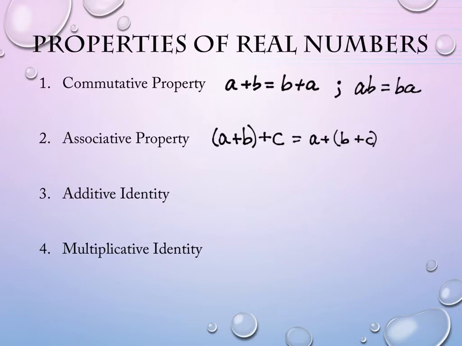And it's true, again, for addition and for multiplication. So I can multiply a times b and then times c. Actually, let me leave the dot out. It isn't necessary. Or I can multiply the b and the c first and then multiply by the a.